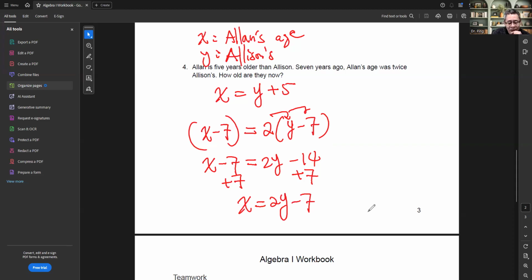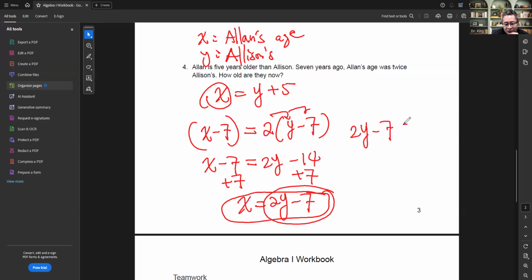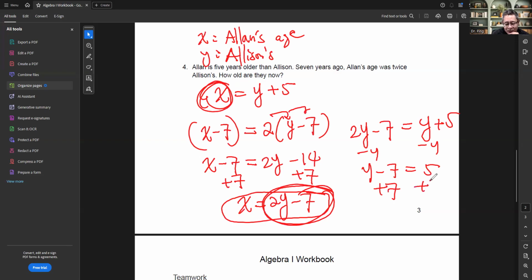Okay. Now this time I'm going to replace this x with 2y minus 7. So we got 2y minus 7 is equal to y plus 5. Then we subtract y on both sides. We get y minus 7 equals 5. And add 7, 12. So y is 12.